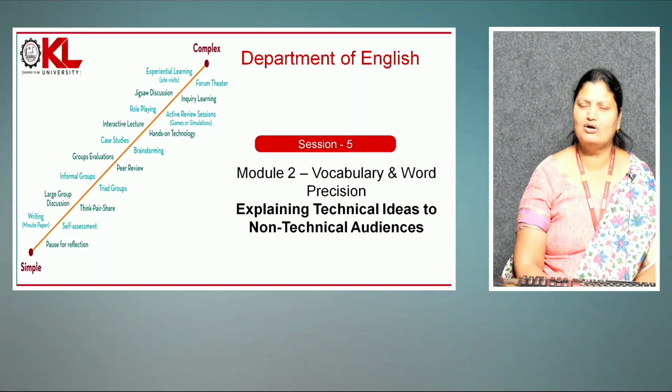And you have already known what these modules are. The syllabus for our LSC course, Language Skills for Engineers, is divided into different modules, and altogether you have 6 modules. My session 5 is part of module 2, which has 3 video lectures, and this is video lecture 4. Module 2 deals with vocabulary and word precision, under which we are going to have an exposure towards explaining technical ideas to non-technical audiences.